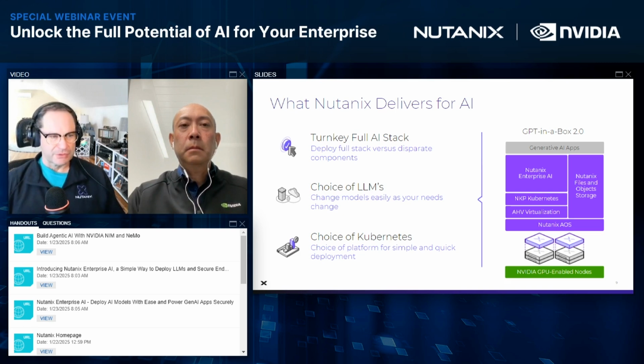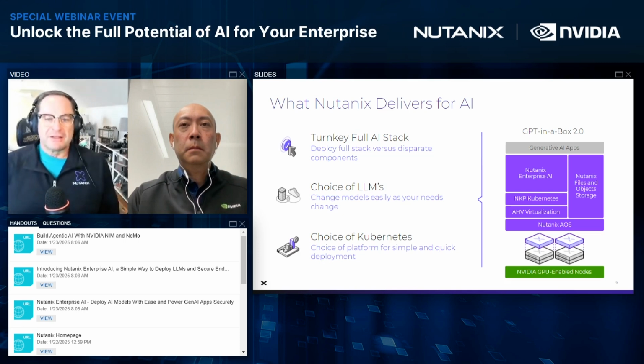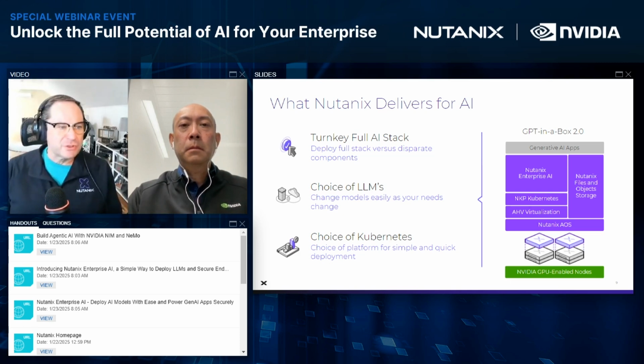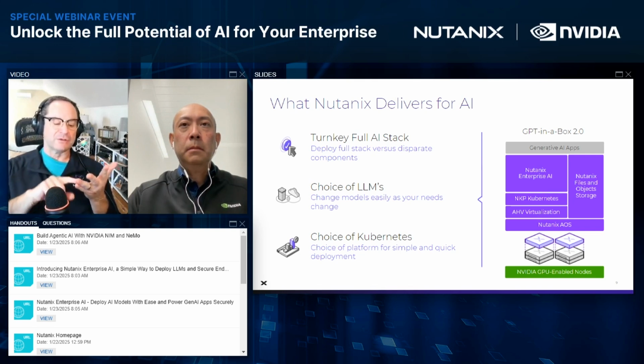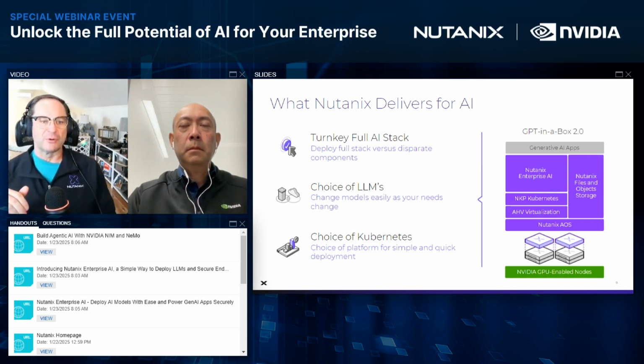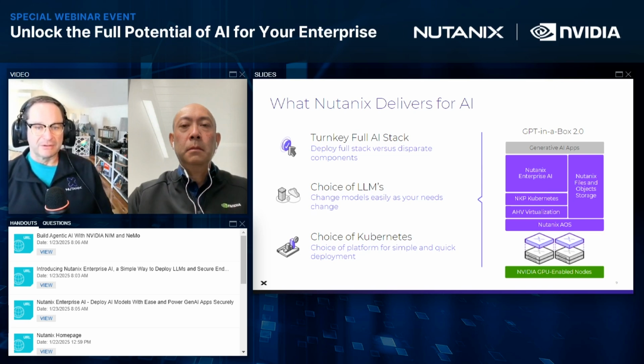And then, of course, choice of Kubernetes. So Kubernetes is, if you're not familiar, Kubernetes, cloud native containers, whatever it is you want to call it, is the way to deploy your AI and modern application solutions. So with GPT in a Box 2.0, we're not locking you into a particular Kubernetes solution. Yes, of course, we have our own, but you could use Red Hat, you can use Docker, you can use any number of Kubernetes platforms to deploy your AI solution in and with GPT in a box.